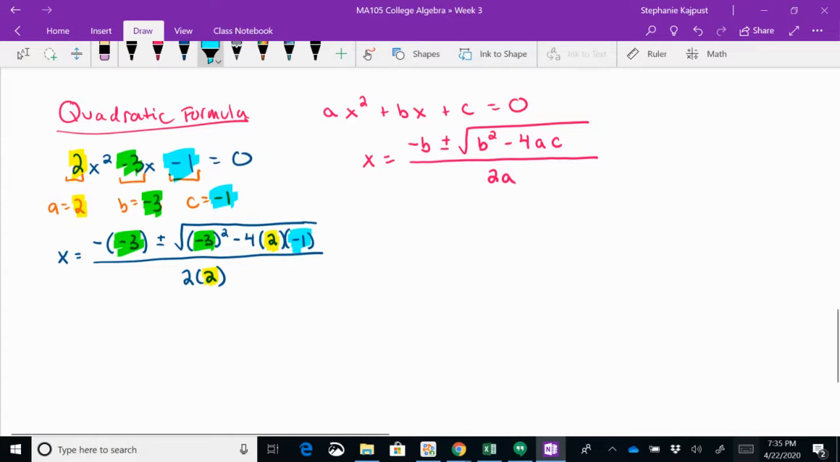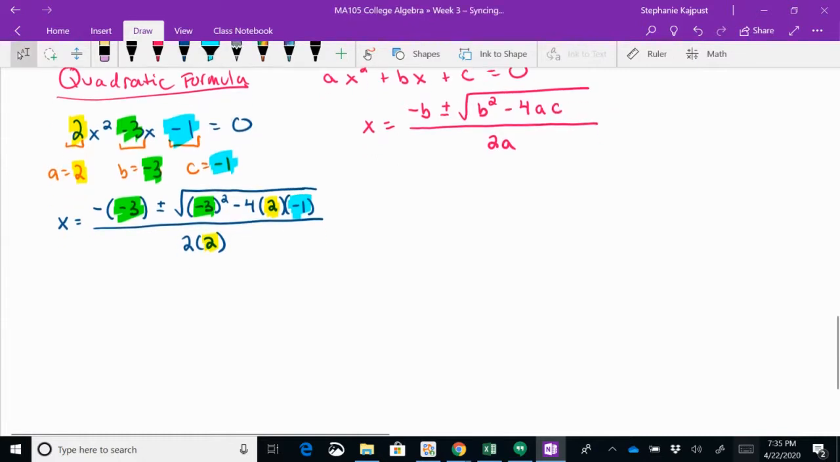From here, people often start, the biggest mistake is usually the math from here. So it's not so much the setting up, it's the math. So first thing is that I have a negative in front of a negative 3. So those cancel out, so that just becomes a positive 3. So that's going to be the first thing that I'm going to do.